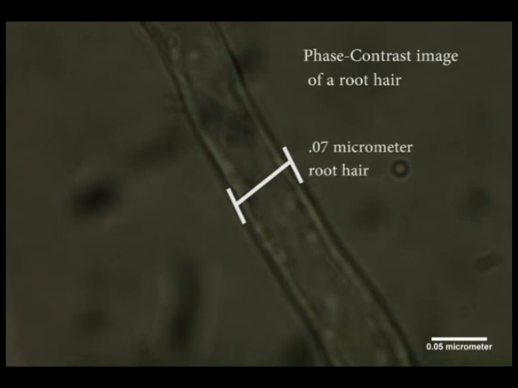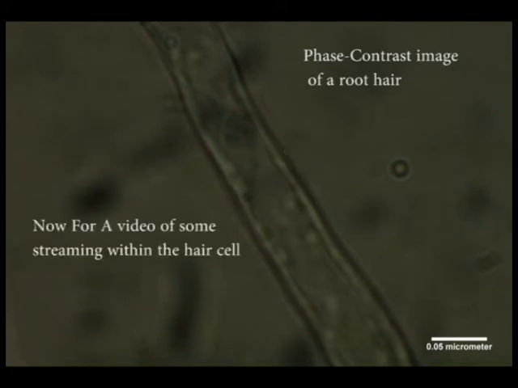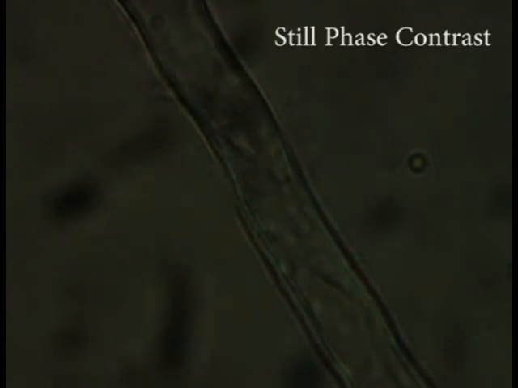This is phase contrast, you can tell by the dark side and the light side. This helps bring out contrast of smaller organelles within. Now we'll take a look at phase contrast time-lapse. Here you can see another example of streaming, and I apologize for the darkness of the image.